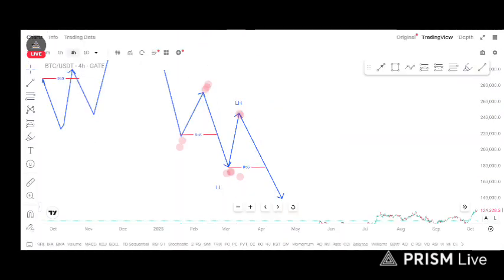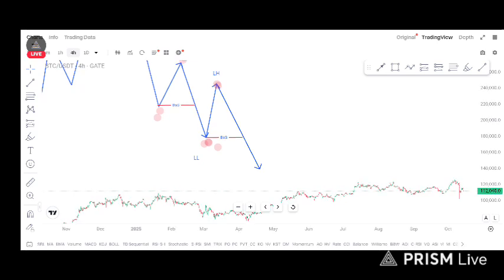We now call this one a lower low, and this is what you are going to be seeing. So once market is done with the continuation and starts pulling back, that means we have seen our lower low. So we now have a new lower low.